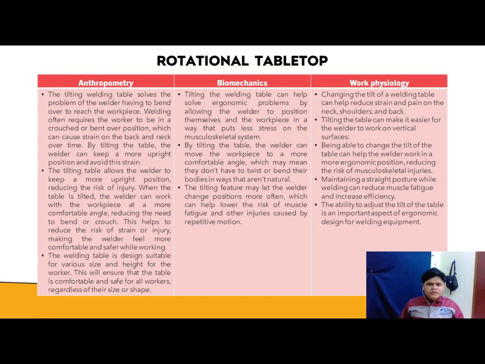and finally, the relationship with work physiology concept is that changing the tilt of a welding table can help reduce strain and bend on the neck, shoulder and back of the welder. Tilting the table can make it easier for the welder to work on a vertical surface. That's all from me. Thank you.